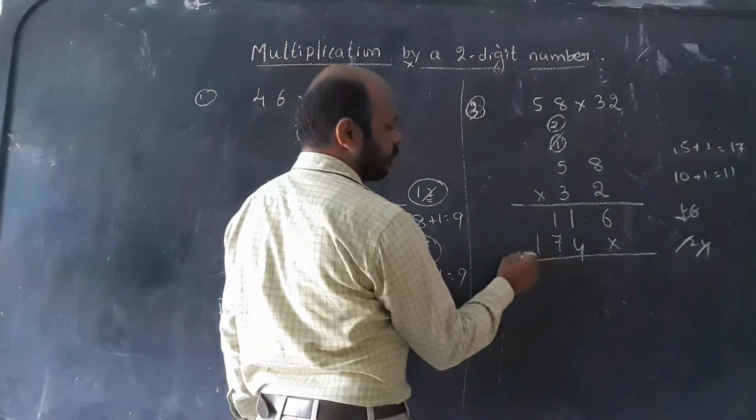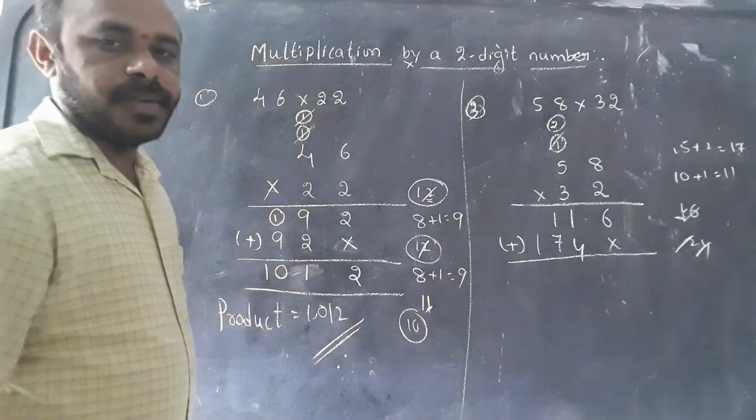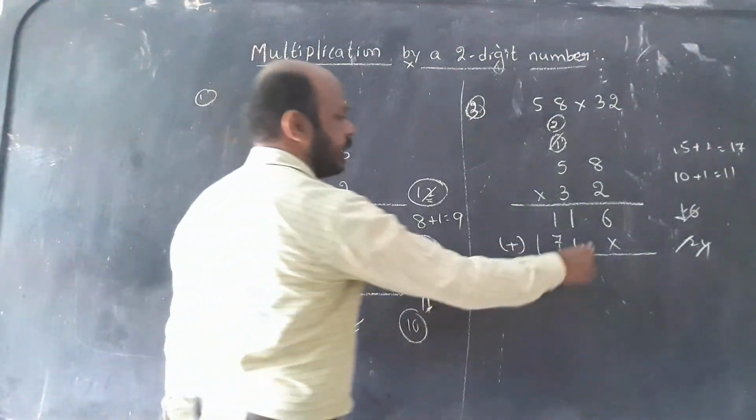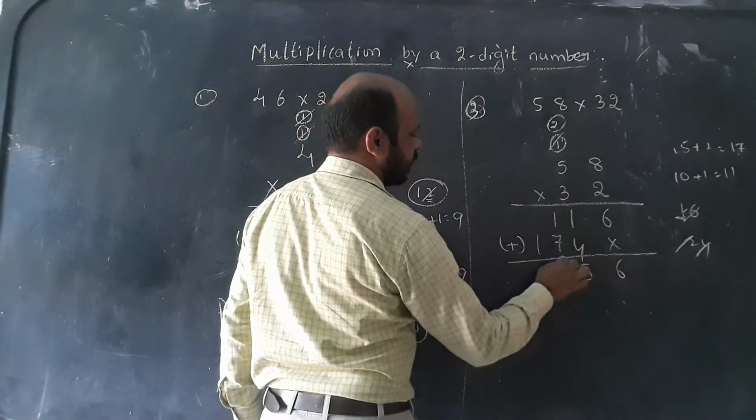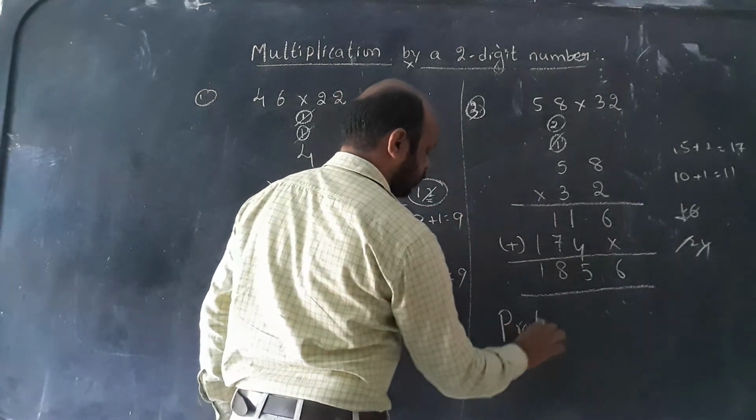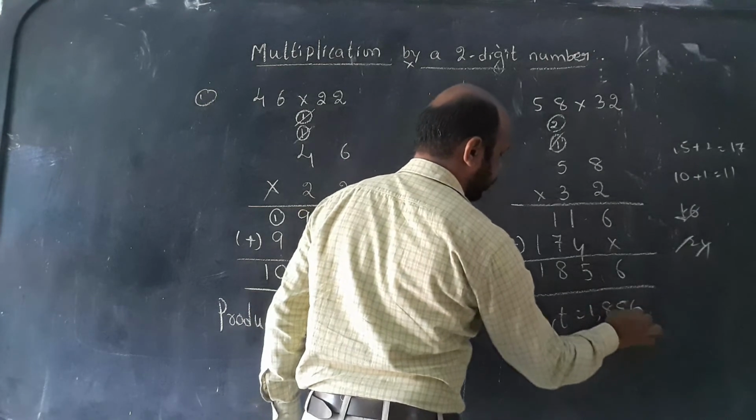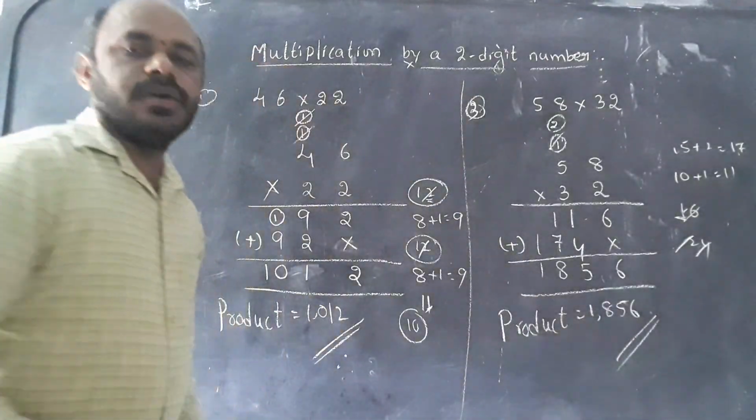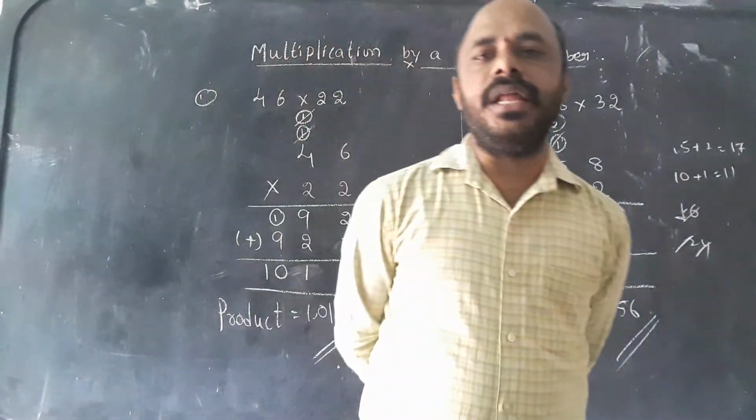Then after the product, what do we have to do? Addition, because multiplication is a repeated addition. Here 6, 4 plus 1 is 5, 7 plus 1 is 8, 1. How much should the product be? We got 1856.